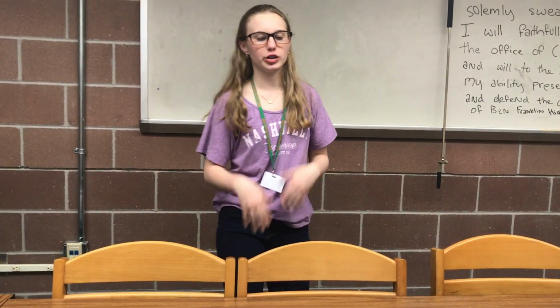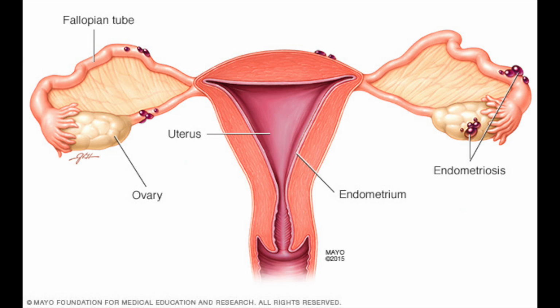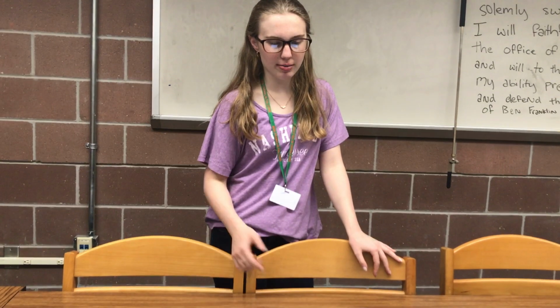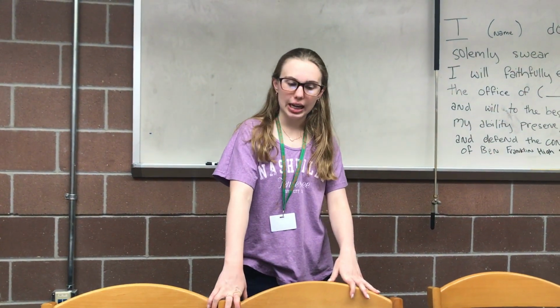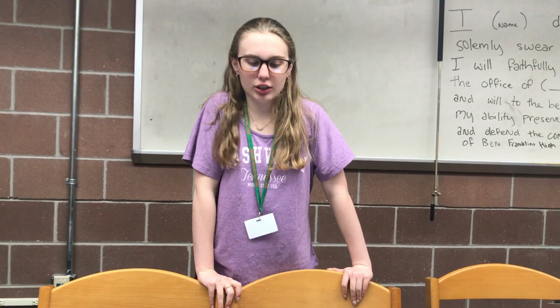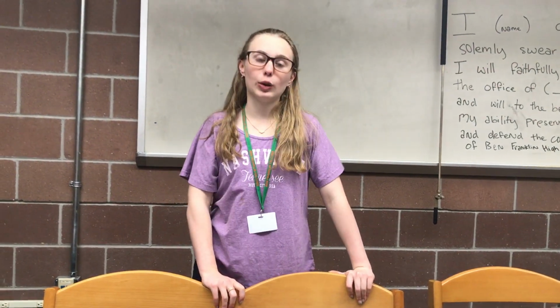Let's talk about some diseases that come along with the reproductive system. So, endometriosis occurs when the cells that normally line the uterine cavity, called the endometrium, grow outside the uterus instead. Some current theories on how endometriosis causes infertility include the following.